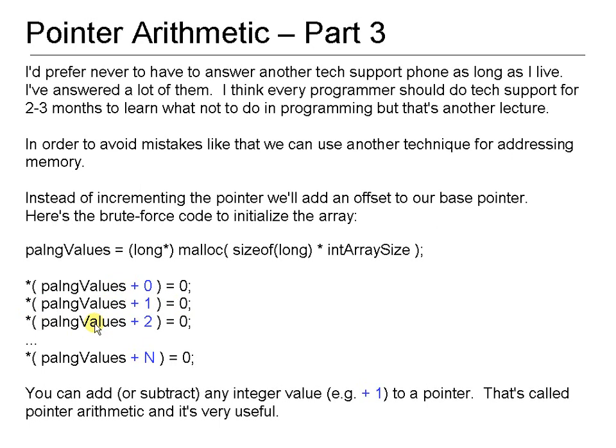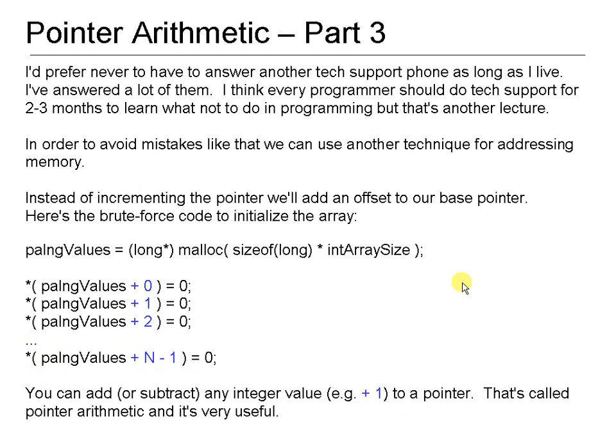Then I say go to 123 Elm Street and add plus 2. So that gives us 125 Elm Street. And I say dereference that and then put a 0 inside. And I keep doing that all the way up until n. Actually, it should be n minus 1.